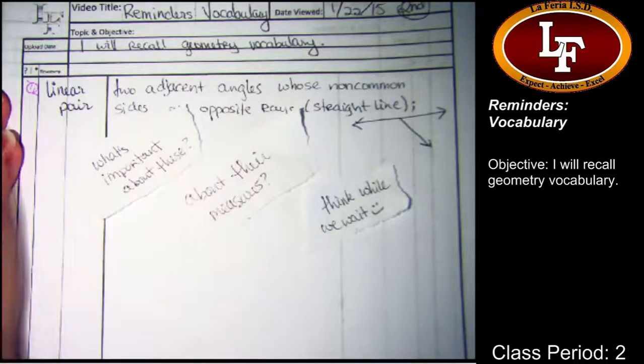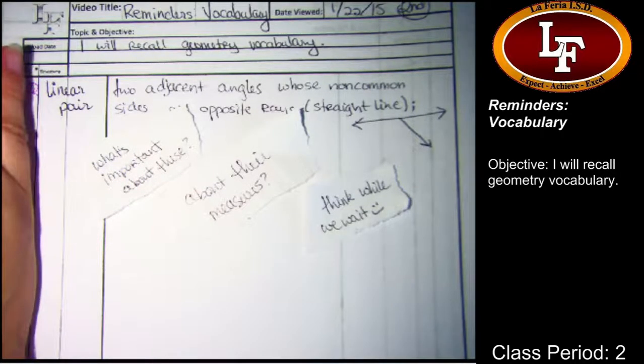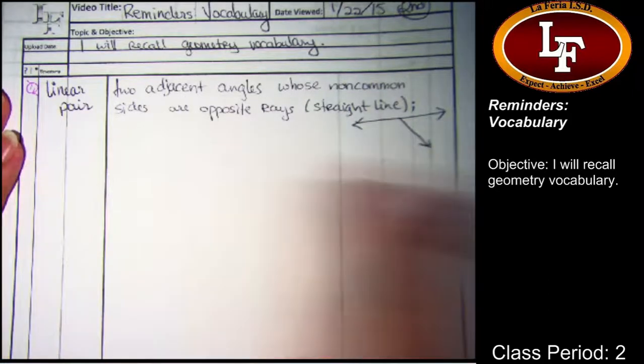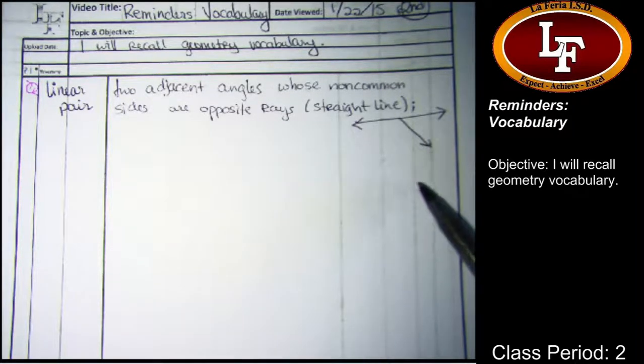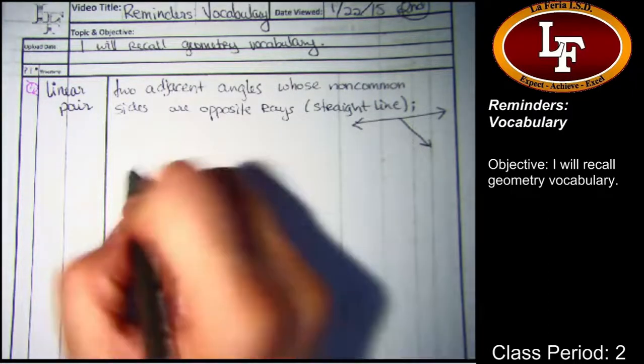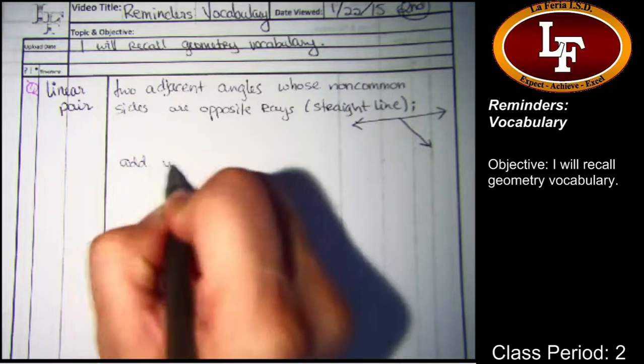All right, so you had a chance to think about it. What was important about this linear pair, about their measurements? What do you think? And I drew a picture of what a linear pair might look like. What were you saying? If it says it as 180. Yeah, you're exactly right. They add up to 180 degrees.